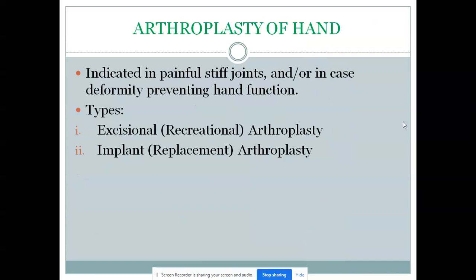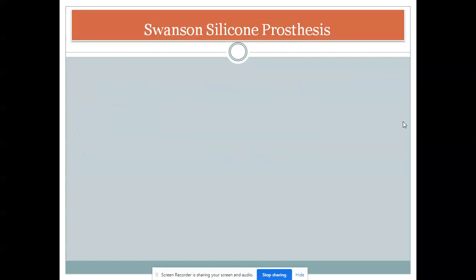Coming to arthroplasty of the hand. It is indicated in a painful stiff joint and or in case of deformity preventing hand function. Types of arthroplasties of the hand are excisional, interpositional arthroplasty and implant arthroplasty. Excisional is nothing but cutting out and leaving the part to grow back the gap, and implant is nothing but replacing it. One more different type is the silicone prosthesis.